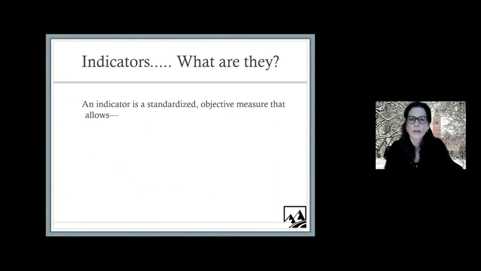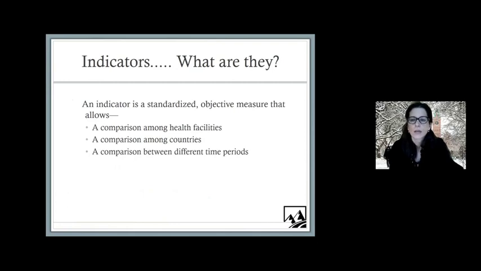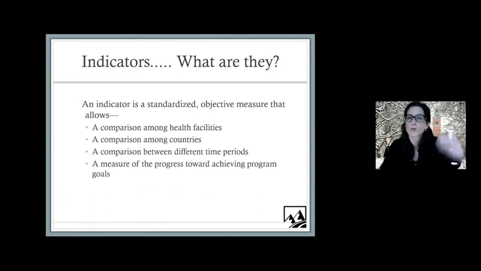These are standardized objective measures that allow for a comparison among, for instance, health facilities, between countries, or between different time periods. They are a measure of progress toward achieving a specific program goal that comes from a specific statement of a program goal where we started, like, we plan to reduce the prevalence of this disease from 20% to 10% in this community. So that measurement of progress hinges in some ways on the statement there at the beginning.